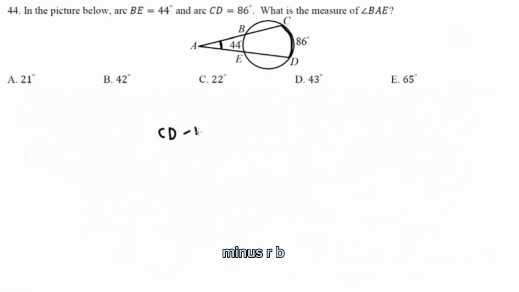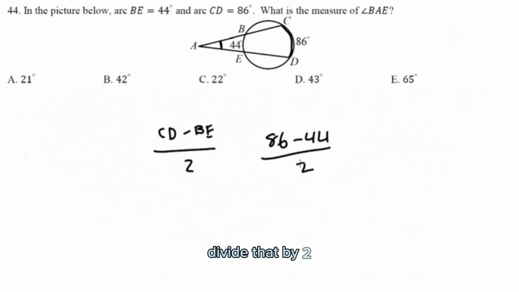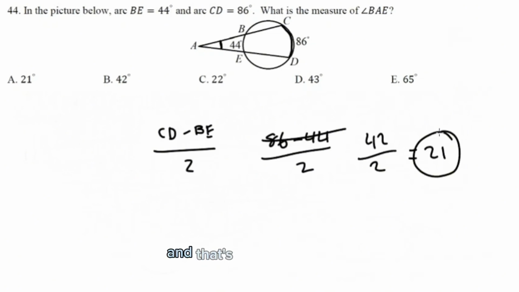minus arc BE divided by 2. So arc CD is 86 and BE is 44. Divide that by 2. So 86 minus 44 is 42. 42 divided by 2 is 21, and that's your answer.